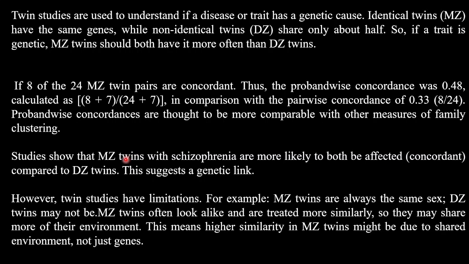However, twin studies also have some limitations. For example, monozygotic twins share the same sex, while dizygotic twins may not. Monozygotic twins look similar, so they are treated more similarly. They may share more of their environment. This means higher similarity in the monozygotic twins might be due to the shared environment, not just because of the genes.